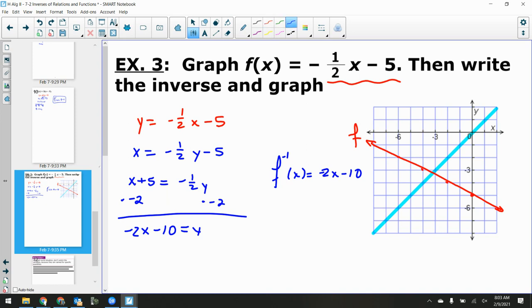And now let's graph f inverse. Negative 2x minus 10. 7, 8, 9, 10. Now the slope is negative 2. Rise 2, left 1. There we go. Rise 2, left 1, and so on. There is f inverse. Do they look like reflections over the line y equals x? They do to me.